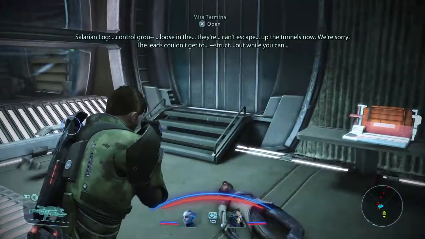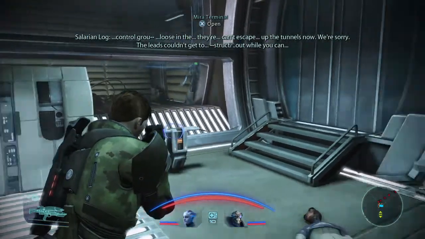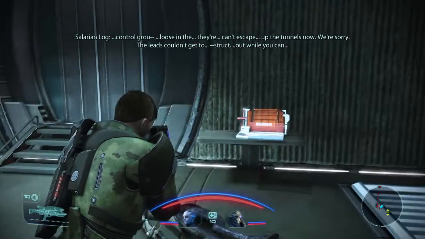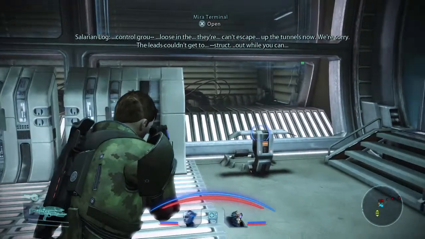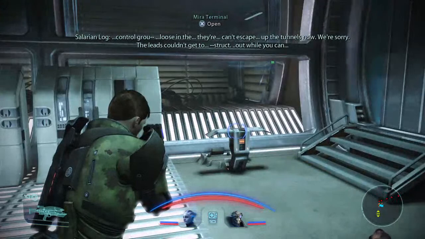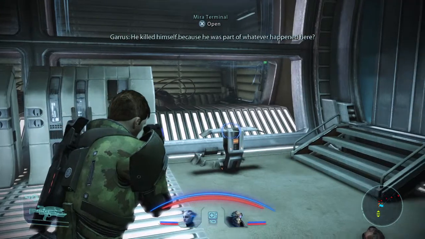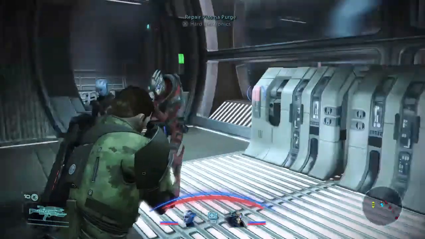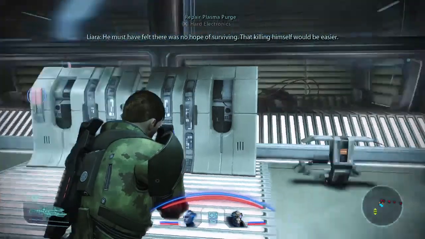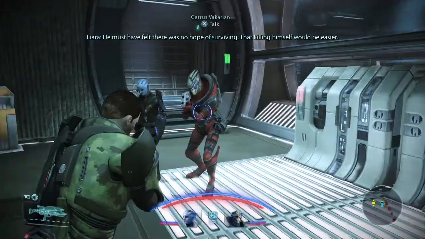Control group, losing them. They're in... Can't escape. The tunnels now. We're sorry. The leads couldn't get to the... Out while you can. He killed himself because he was part of whatever happened here? He must have felt there was no hope of surviving, that killing himself would be easier.